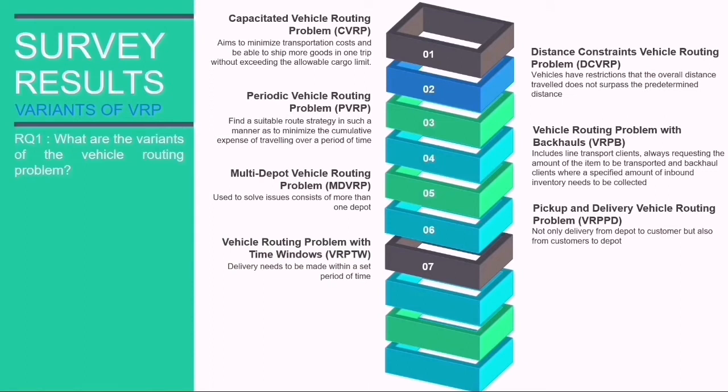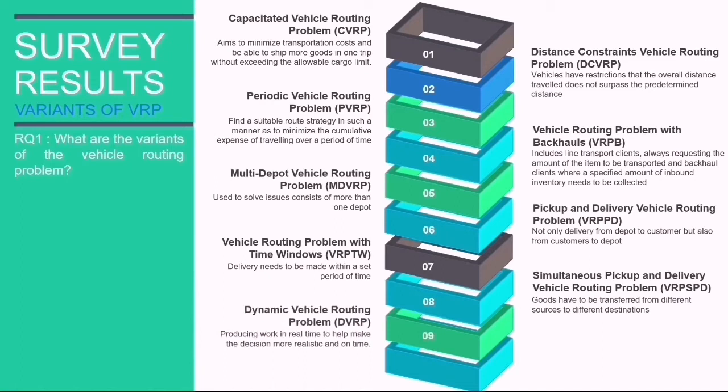Vehicle routing problem with time window is concerned with deliveries that need to be made within a set period of time. In simultaneous pickup and delivery vehicle routing problem, the goods have to be transferred from different sources to different destinations, and each customer needs to fulfill both the shipping and pickup criteria at the same time.